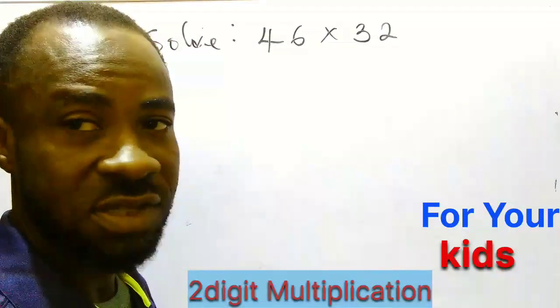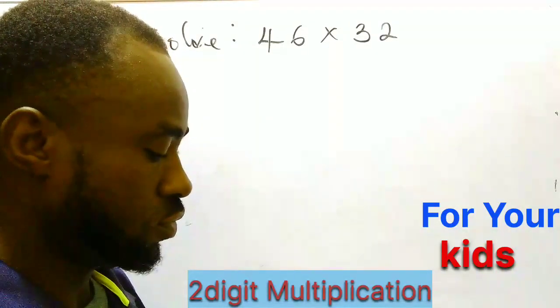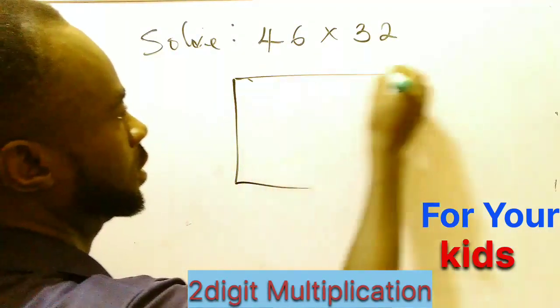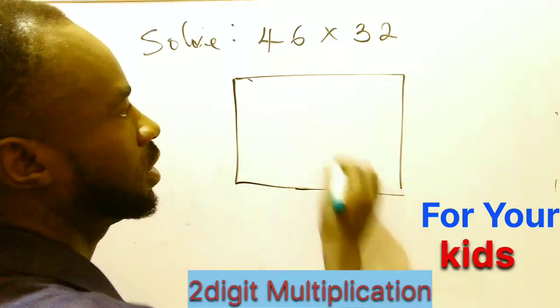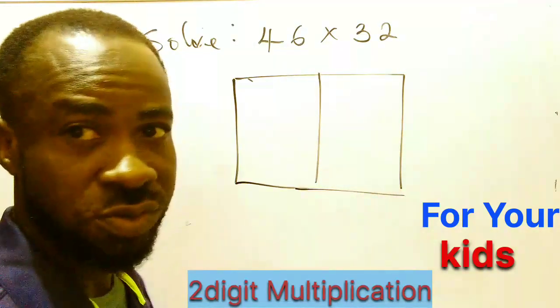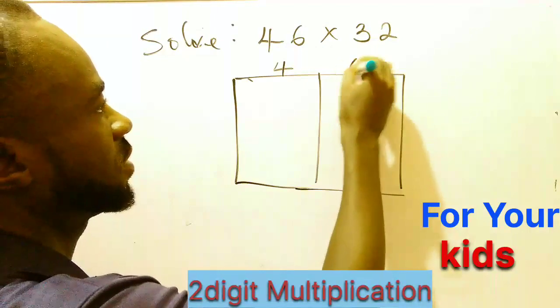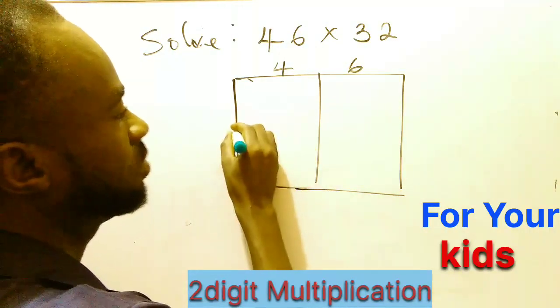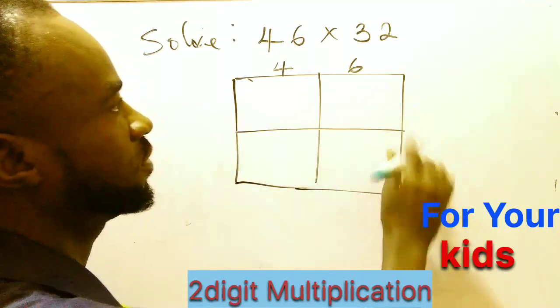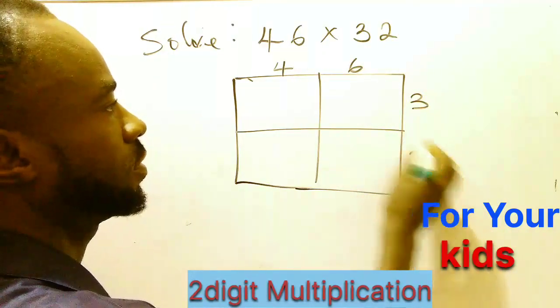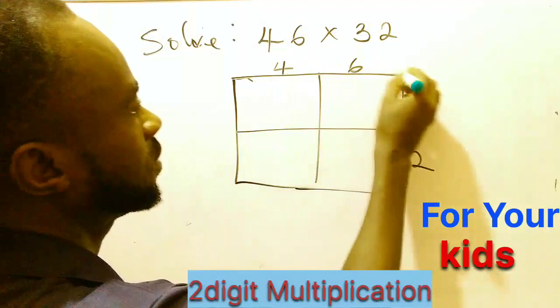So this method is called the lattice method. All you have to do to apply this method is to draw a box, okay, and then divide the box into two. The first 2 digits, place it 4 and 6, and then divide the box again this way horizontally. You put these other 2 digits, 3 and 2. So you can see what I've just done.